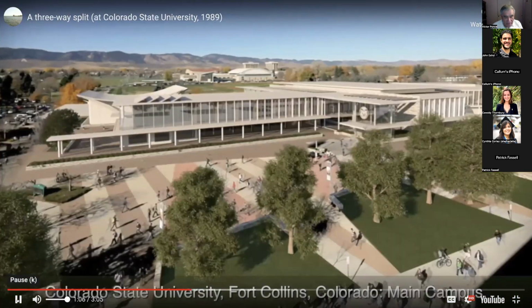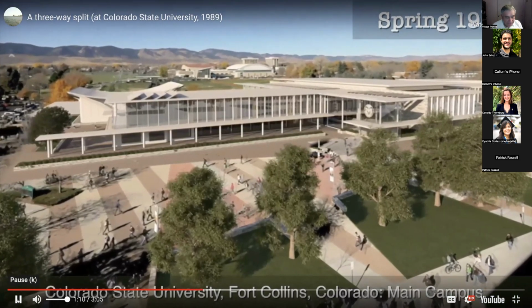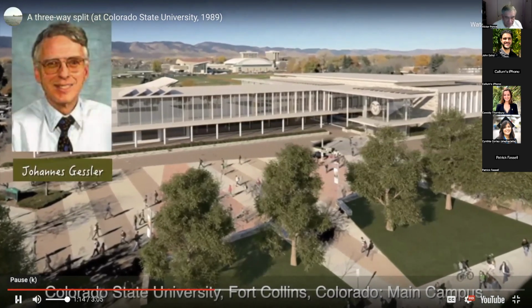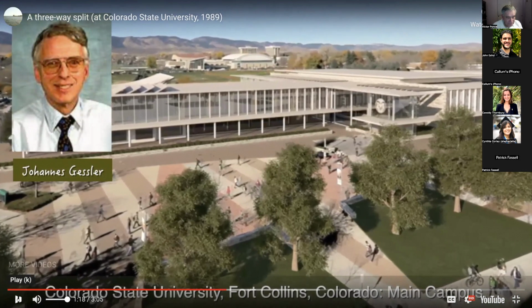The following year, right at the end of the spring semester, I visited Colorado State University in Fort Collins, my alma mater, where I met Professor Johannes Gessler accidentally in the hallway of the College of Engineering. Johannes Gessler, when I was there in the middle 70s, was a junior professor. Exactly what he was teaching, I don't recall, and it was not my business at the time. But he was there already in the middle 70s when I was a student at Colorado State.